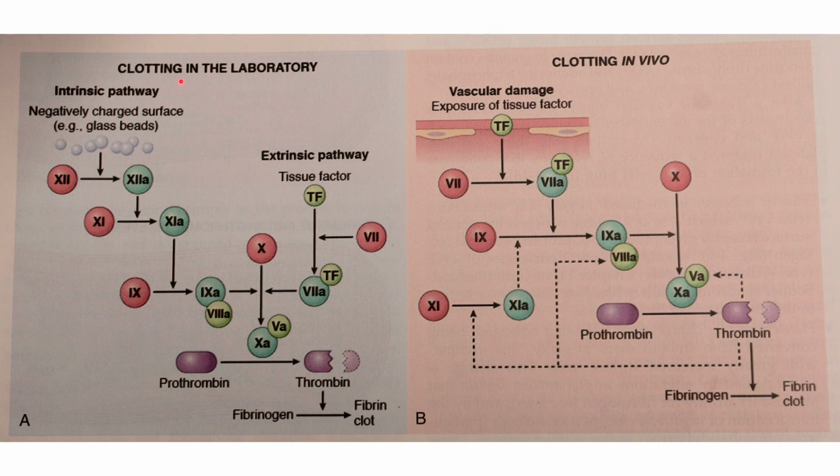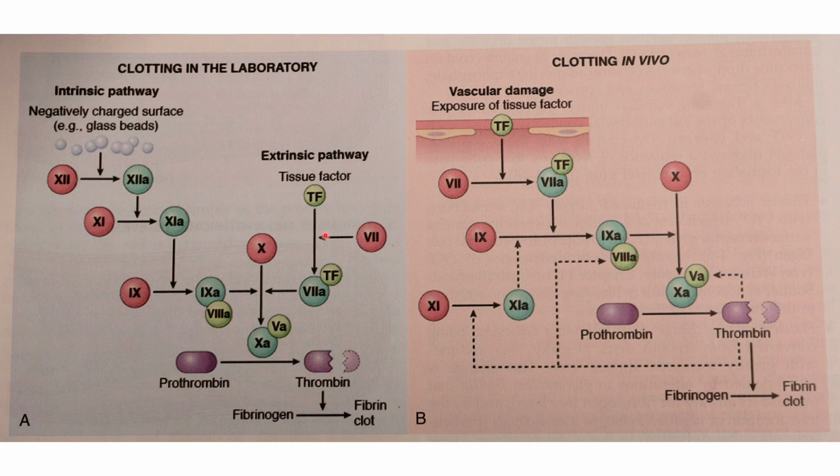So we get, again, the clotting in the laboratory. This is the intrinsic pathway with negatively charged surface, such as glass beads. You get the cascade from 12 to 11 to 9. There's factor 8A right there. Prothrombin, then thrombin, fibrinogen, the fibrin clot. The extrinsic pathway is the tissue factor here, and these are the two components of the cycle.